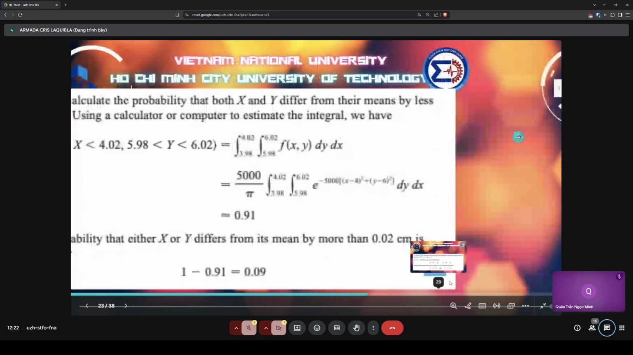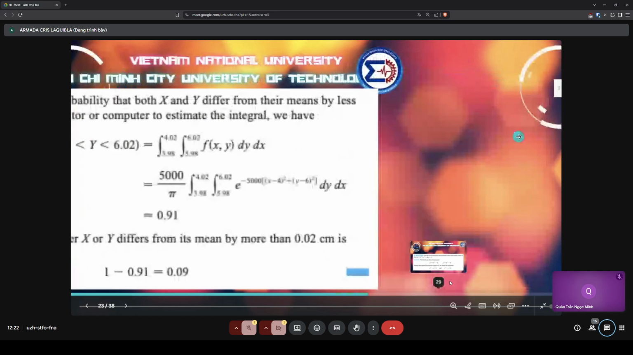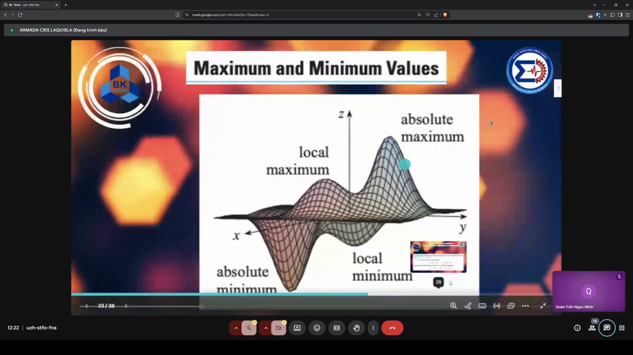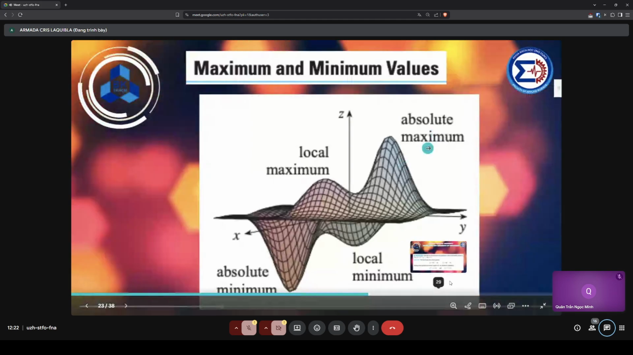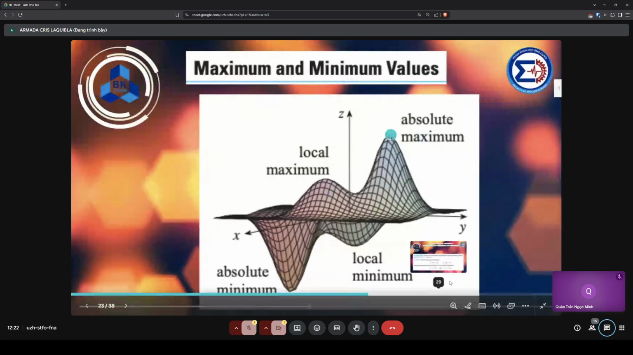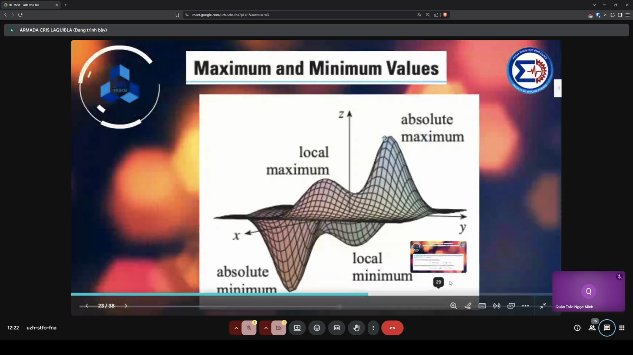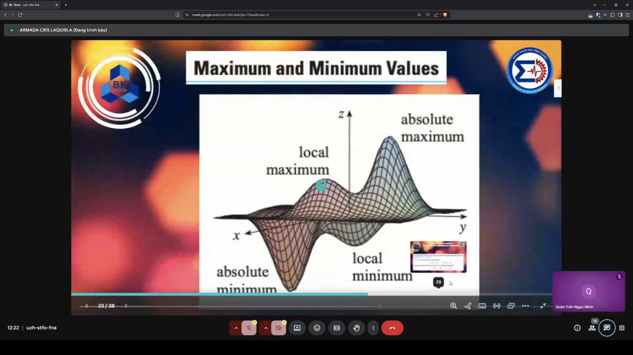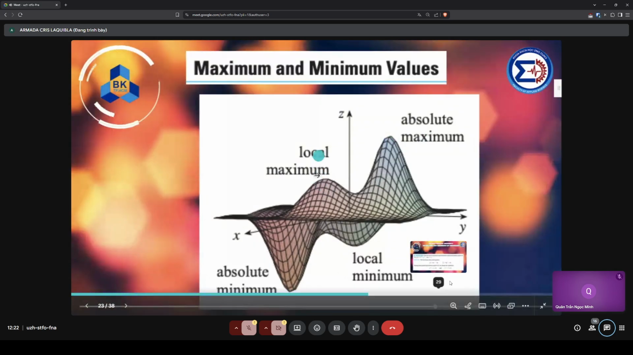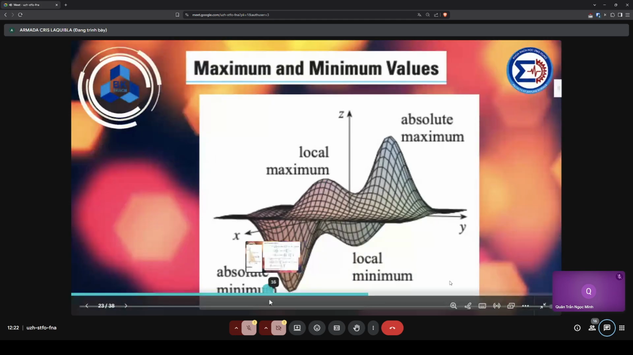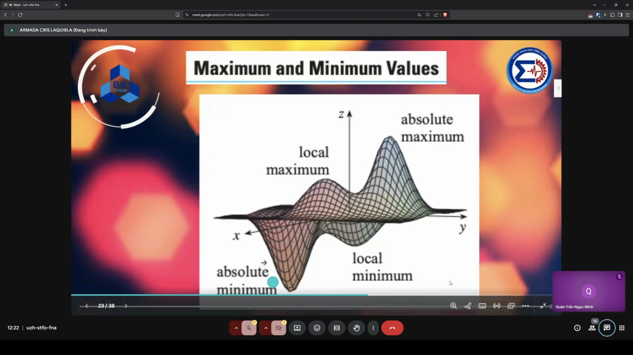Next, we have maximum and minimum values. For this one, it has an absolute maximum here. Then this one has a local maximum because this is not the absolute one. Again, the absolute maximum is here on top, and that is the highest part there. Here it looks like it's higher, but it's a local maximum only, because this is not the highest value. Here it is a local minimum, and then the last one has the absolute minimum here.